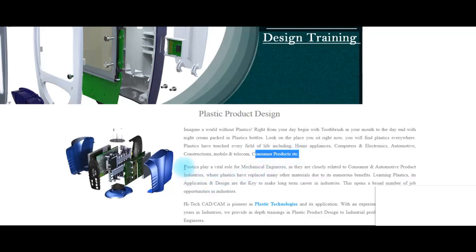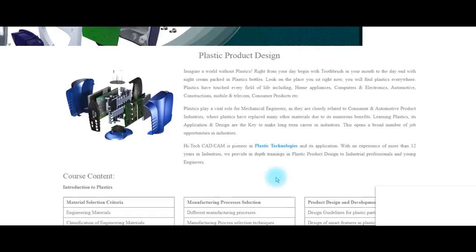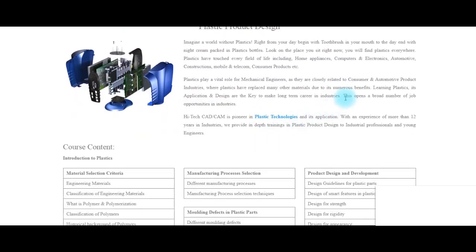Plastic plays a vital role for mechanical engineers as they are closely related to the consumer and automotive product industry, where plastic has replaced many other materials due to its numerous benefits. Learning plastic, its application and design are key to making a long-term career in industry. These open a broad number of job opportunities in industry.